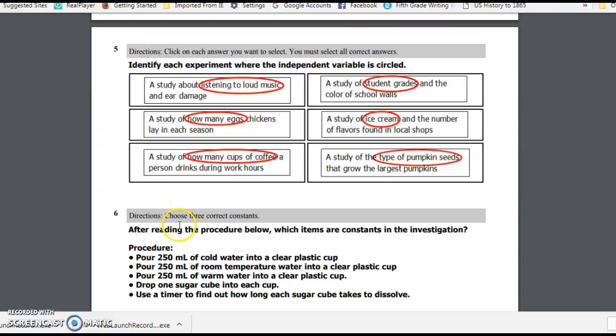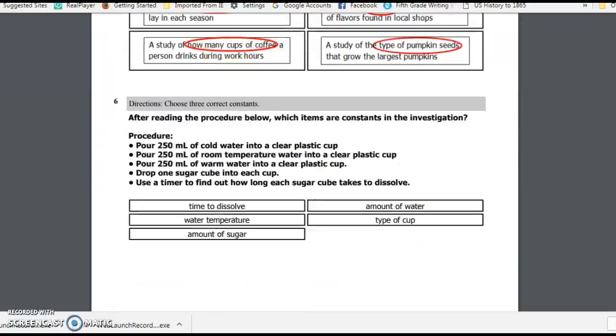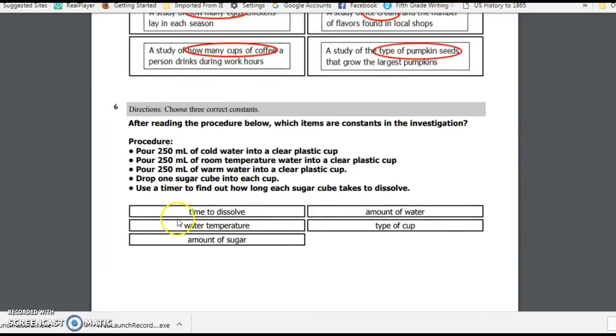Number 6, choose the 3 correct constants, which means we are going to need to choose 3 correct answers. This one you need to set up just like the other one, only now we're going to put a number 6 and draw me 3 boxes going down and then 2 beside it. If you need to pause it while you set up your paper, that's fine. Choose the 3 constants. After reading the procedure below, which items are constants in the investigation?